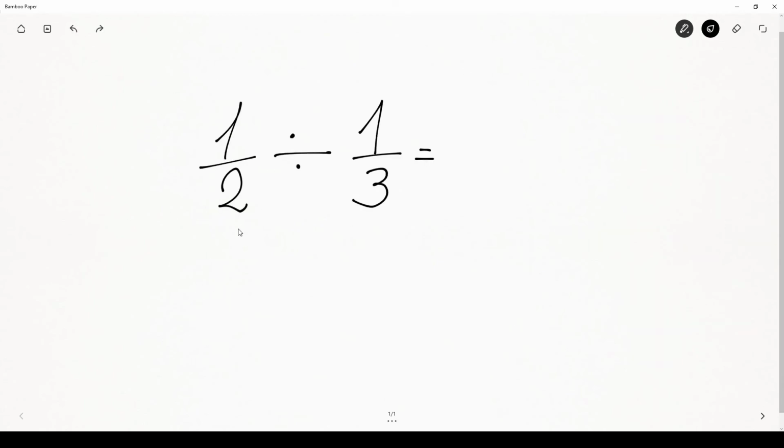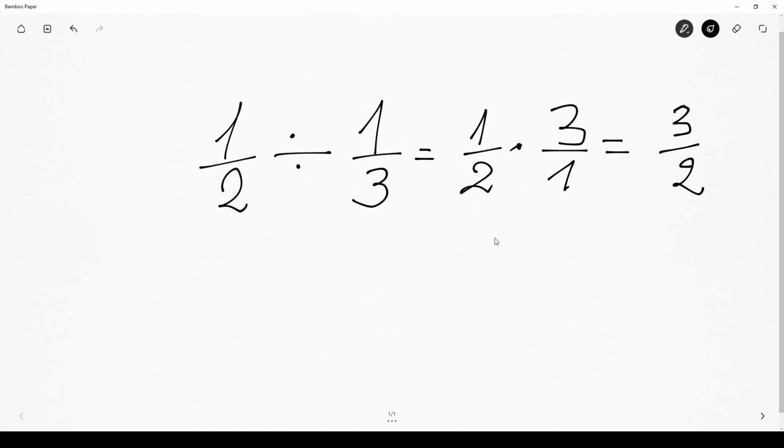So if we have half divided by 1/3, how do we do this? We change it to multiplication and we flip it. And it's equal to 1 times 3, 3. 2 times 1, 2. Remember, when the numerator is bigger than the denominator, it's bigger than a whole thing. So it got bigger. It was half a thing and it became more than a whole thing.